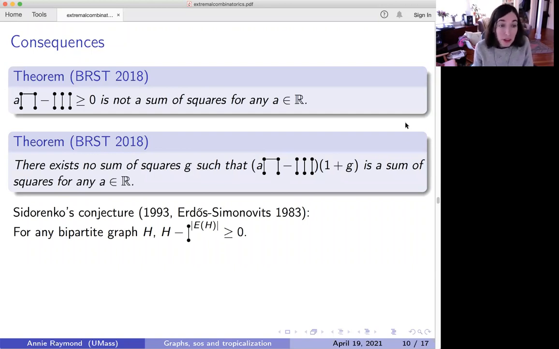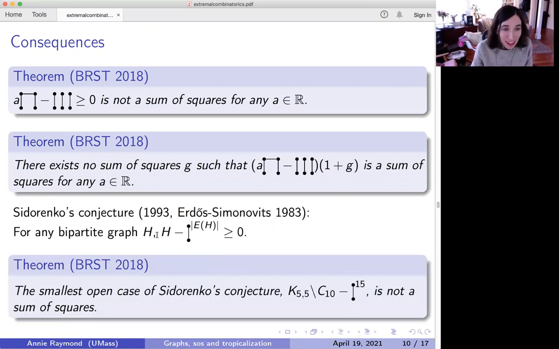You can think about Sidorenko's conjecture, which states that for any bipartite graph H, the homomorphism density of H minus the number of edges in H copies of an edge is greater or equal to 0. Well, you know, this is a homogeneous polynomial. So we know that the previous theorem will help there.